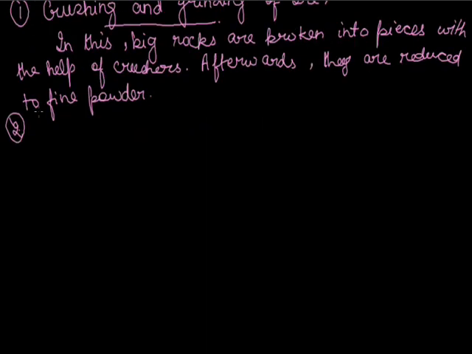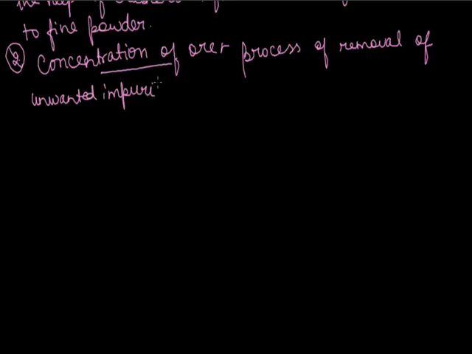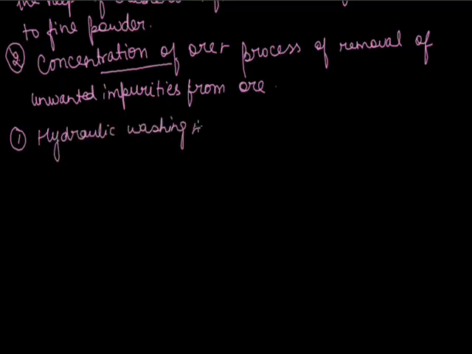Next one is concentration of ore. What do you mean by concentration? The process of removal of unwanted impurities from the ore is called ore concentration or ore enrichment. First, it is done by hydraulic washing. This method is based upon the difference in the densities of ore particles and impurities.